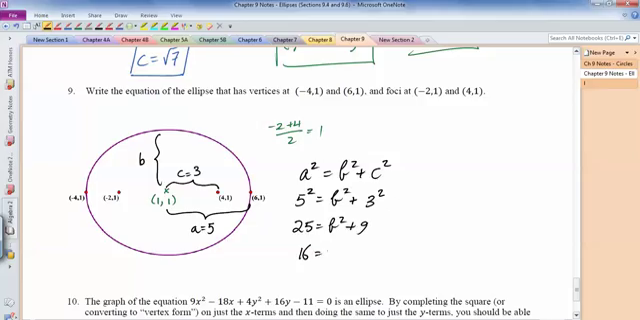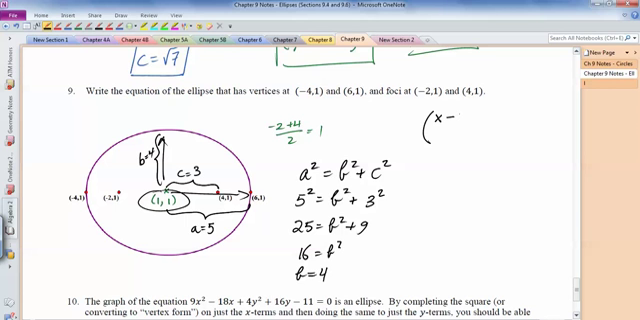So 16 equals B squared. So B is going to be 4. Since it's a length, I'm ignoring the -4. So B is 4. And so now I know that my stretch out this way is 5, and my stretch up and down is 4, and the center is at 1, 1. So I can write the equation.